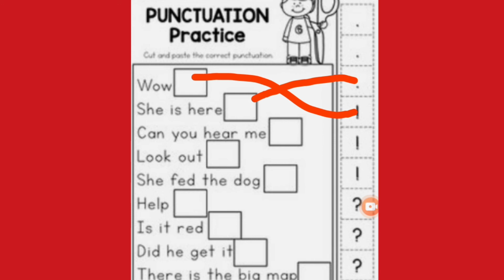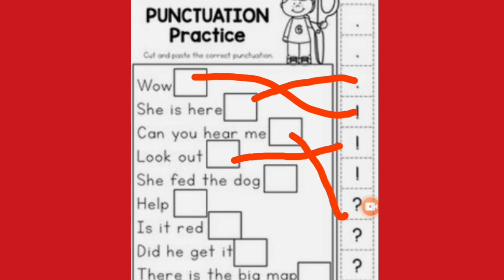Next one is, can you hear me? So it looks like a question. It's a question. So we will put a question mark. Next one is, look out. Look out. It's an exclamatory sentence. It's an order. So we will have to put here an exclamation mark.